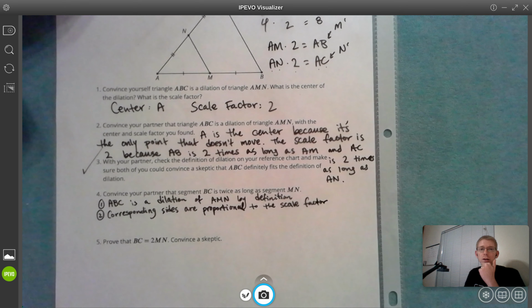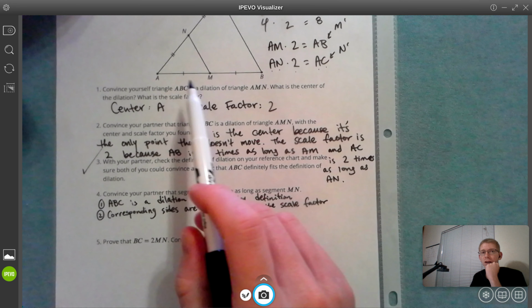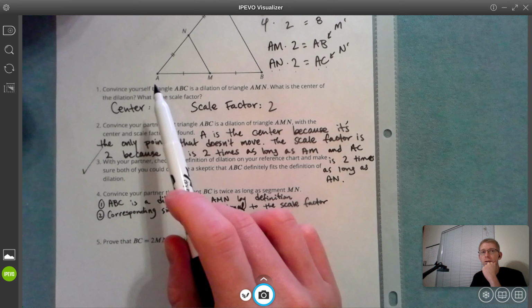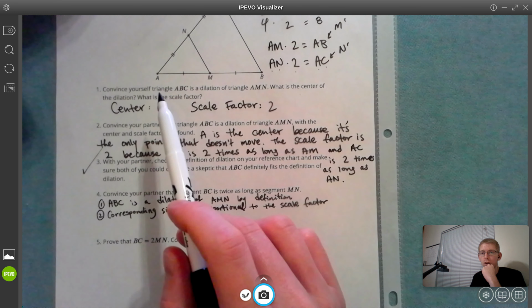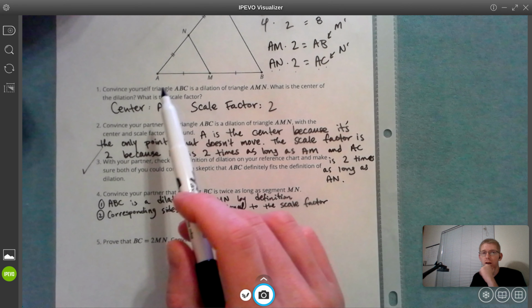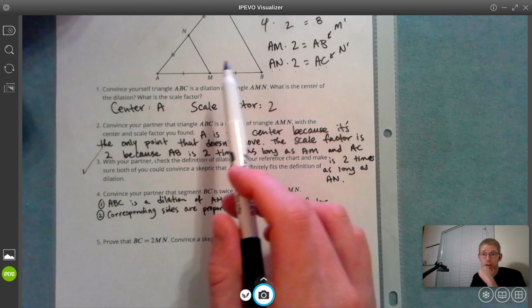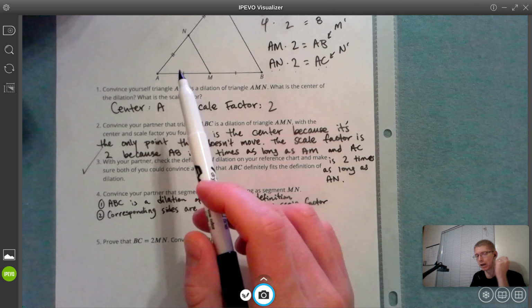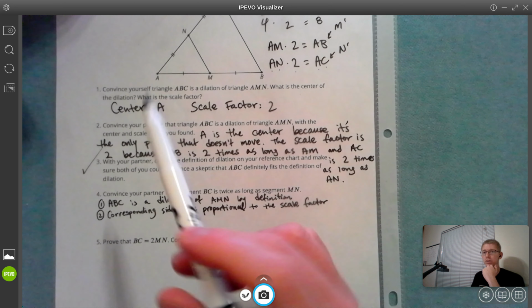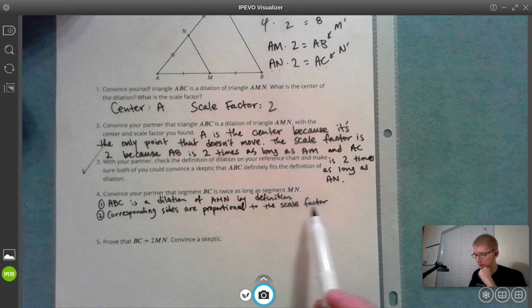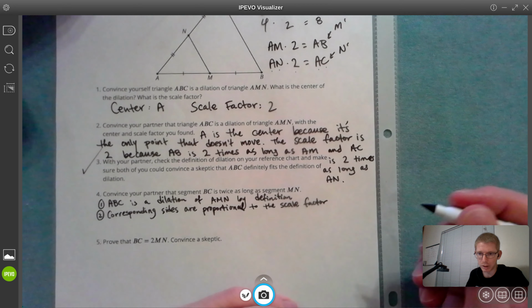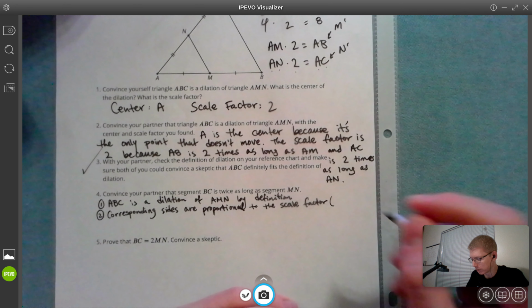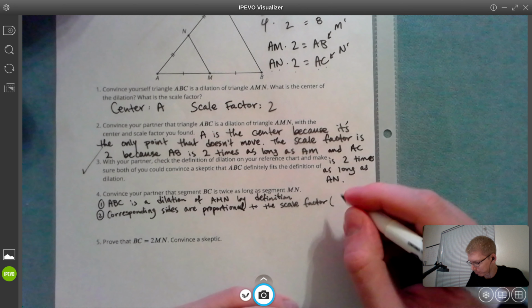Okay. And they're not just proportional to each other, but they're proportional specifically to the scale factor. And we proved that the corresponding lengths that included the center of dilation were proportional by definition, and that these other lengths, any length, is also proportional to the scale factor, but we did not specifically prove that. We took it as an assertion. Okay, so this is still an assertion, but it's something that is true. Okay, we just don't have the scope to prove it in this class.